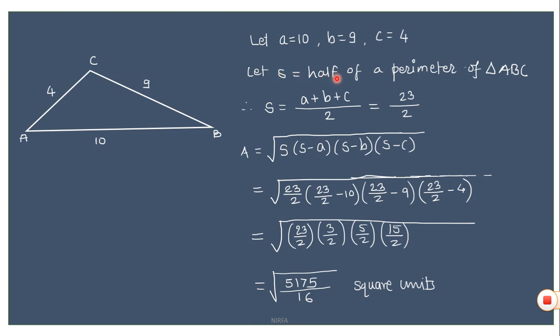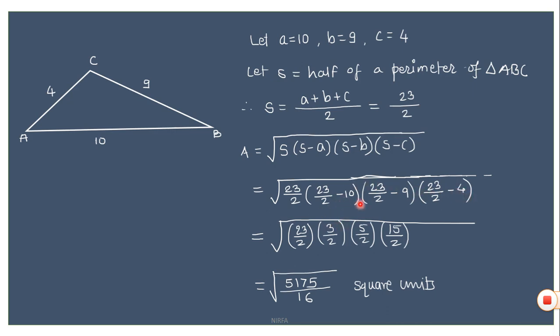Let s be half of the perimeter of the triangle. You might know how to find the perimeter of a triangle. This is the addition of the 3 sides of a triangle. Divided by 2, you will get the value of s. So here in this case, the value of s is 23 upon 2. Now I'm writing this formula, and this is Heron's formula. You put the values here: s is 23 upon 2, then 23 upon 2 minus a, that a is 10, 23 upon 2 minus b, that b is 9, and 23 upon 2 minus c, that is 4.